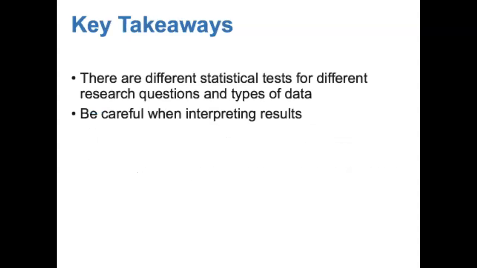In summary, the key takeaways for this week are that there are different statistical tests for different research questions and types of data. And you need to be sure to choose wisely and carefully. And be careful when you're interpreting the results of your data to avoid committing something like an ecological fallacy or one of the other fallacies of interpretation.